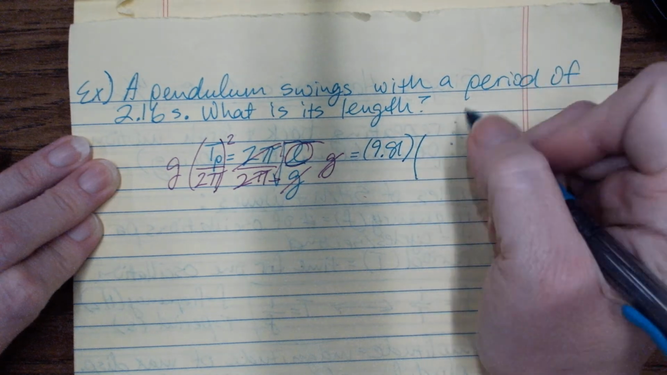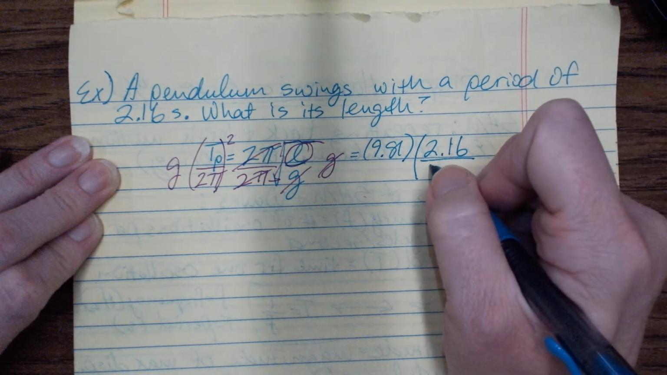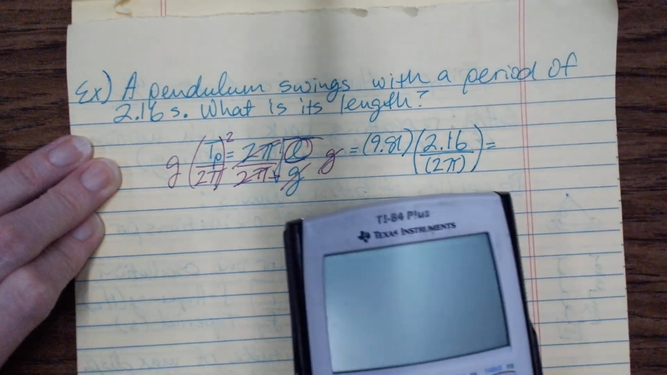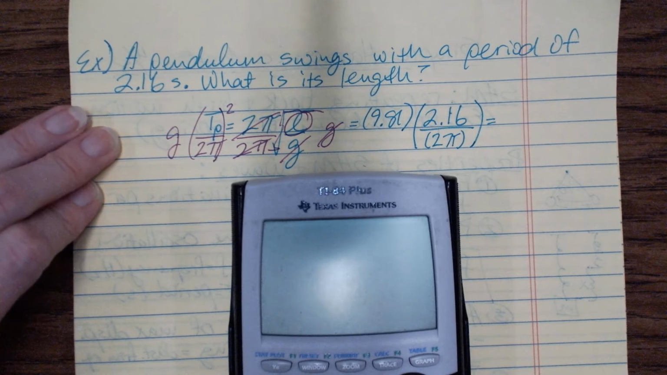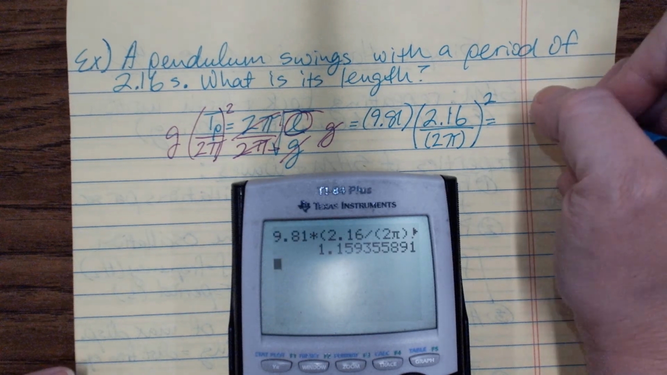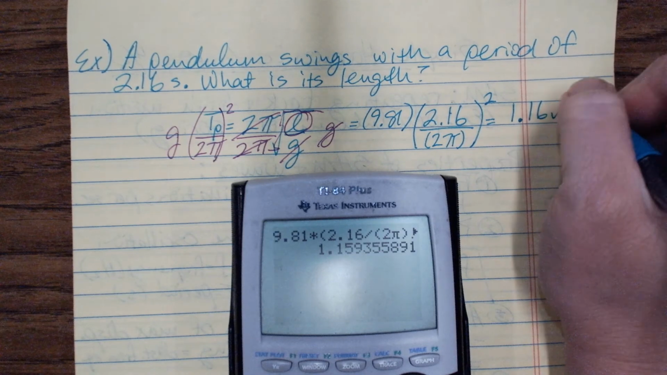Magnitude only. The period is 2.16 seconds over, and I would put 2 pi in parentheses on the bottom in my calculator. Otherwise, you're going to screw it up when you enter it, and you have to be smarter than the equipment you're working with because you're in honors physics. Oh, and we're squaring that whole section. Okay, so 9.81 times (2.16 divided by 2 pi) squared equals. All right, so I get about 1.16, and this is length, so it's meters.